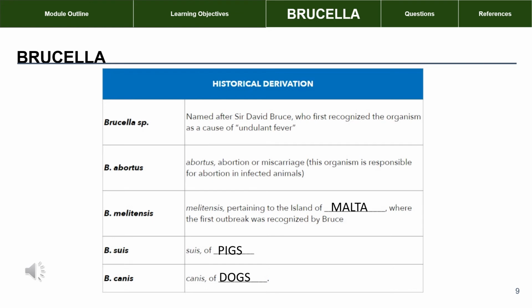And then next we have Brucella suis. Suis refers to brucellosis in pigs. And Brucella canis, canis meaning for dogs.